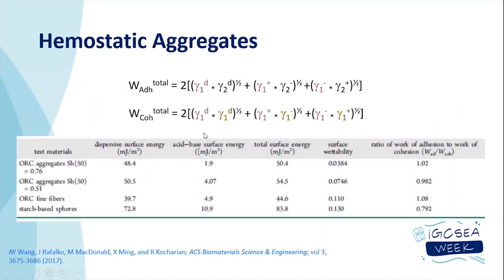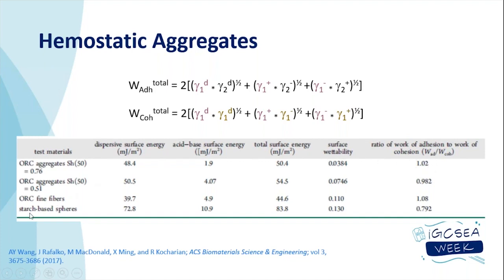What we did is we found a representative value, as there are tabulated and known values for the surface tension of blood. If we know the surface tension of blood and we know the surface energy of the powder, we can calculate a work of adhesion to cohesion ratio. And the closer this ratio is to 1, the better you would expect the aggregates or the coagulants to interact with the blood. And we do see that here.